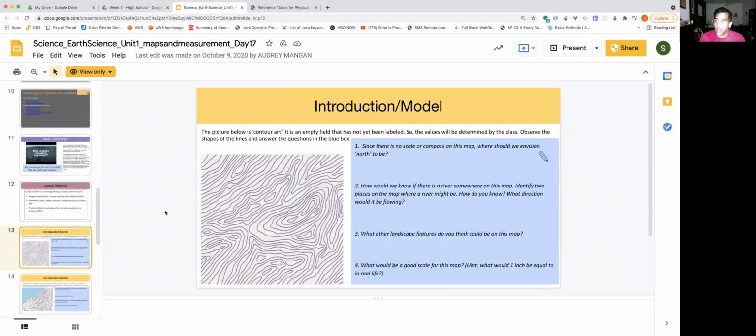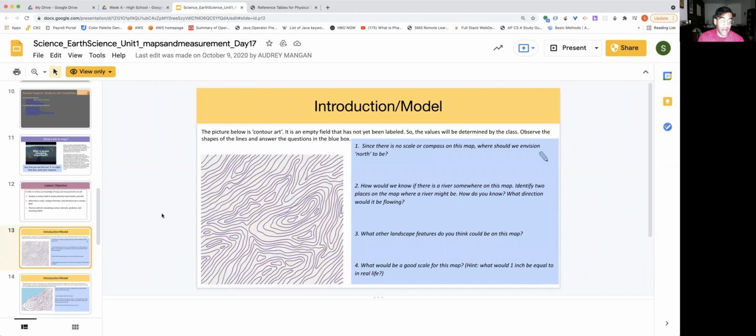So when we start off, we have this really funky looking map here. And it might sound strange for me to call it a map because it doesn't look like we have any geographic information from it. This is contour art, all right?